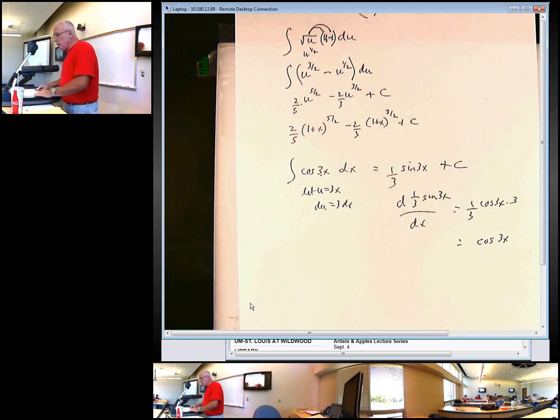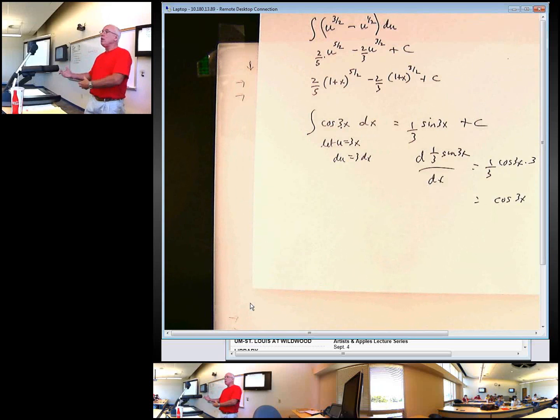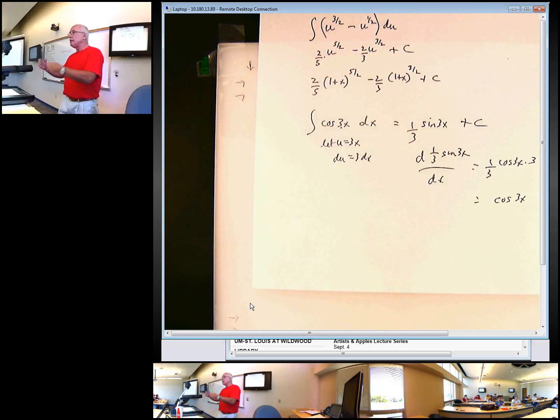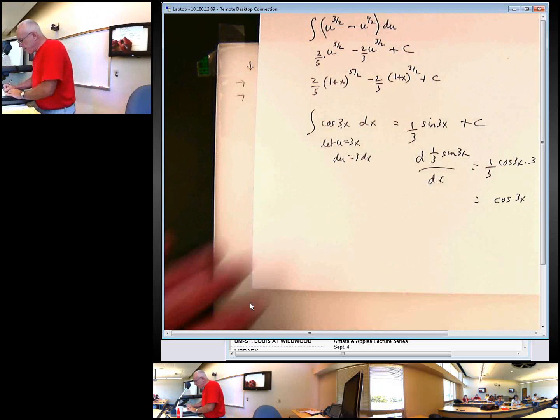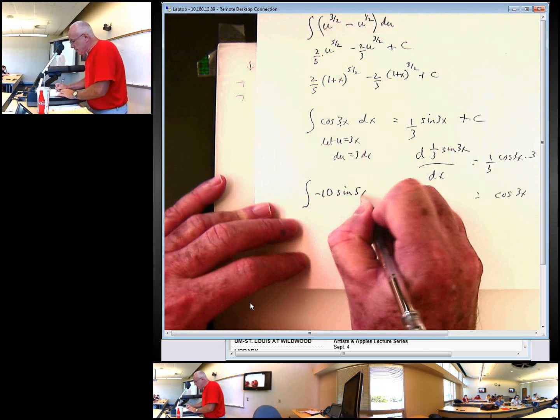So let me do a couple more of these. For these kinds of ones, I'm not going to be spending the time saying let u equal 3x or u equal 5x. I'm just going to be writing down the antiderivative for these things. So here's another example. Let's say minus 10 of sine of 5x dx.